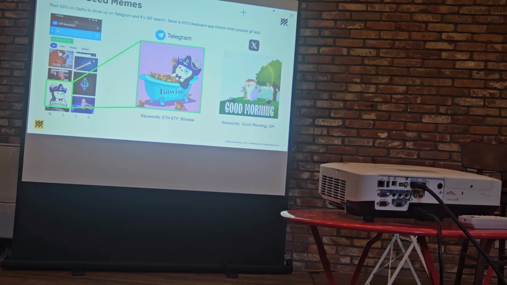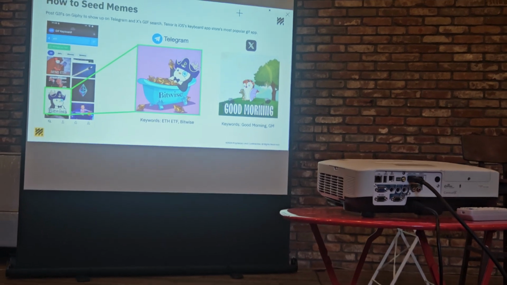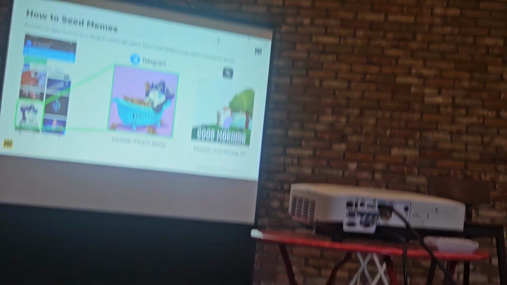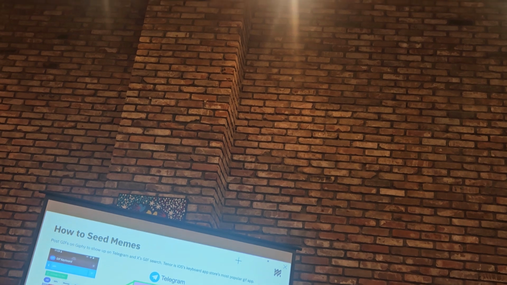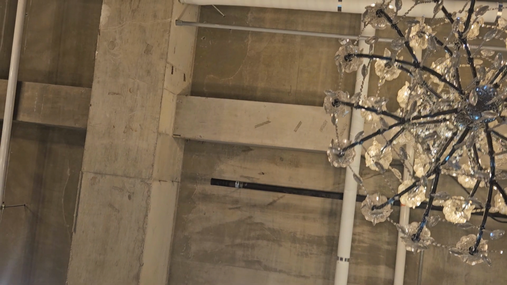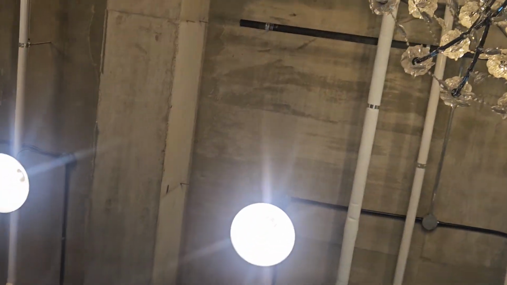And so here's some examples. On the left is a snapshot from Tenor. And here I'm typing into the search ETH. This is part of the ETF announcement. What I noticed was that Pudgy Penguins is basically publishing a lot of GIFs related to keywords that the crypto community is talking about.